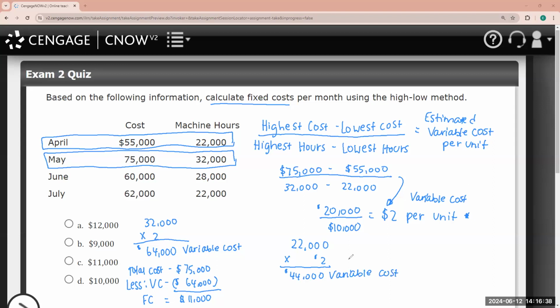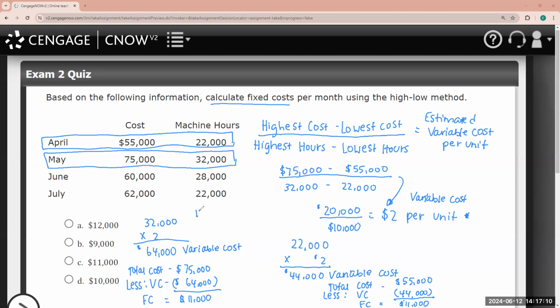And in order to determine our fixed cost, it would be total cost of 55,000 less our VC, or variable cost, of 44,000. That would give us our fixed costs of $11,000. So again, you only need to choose one option.